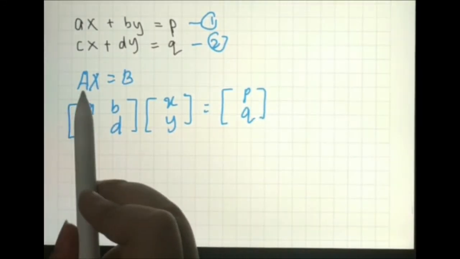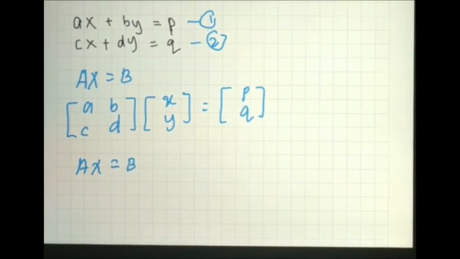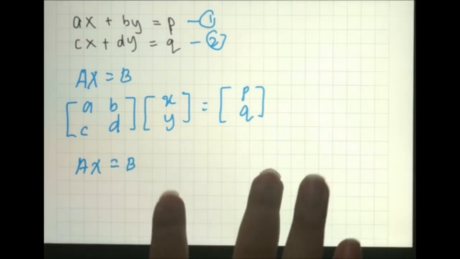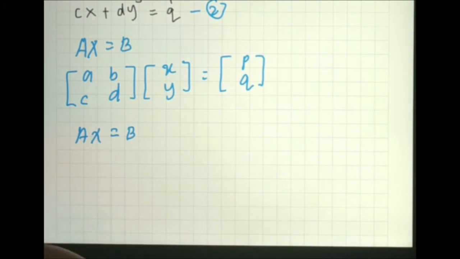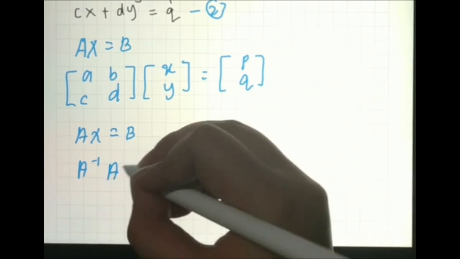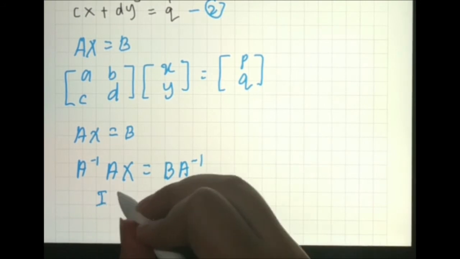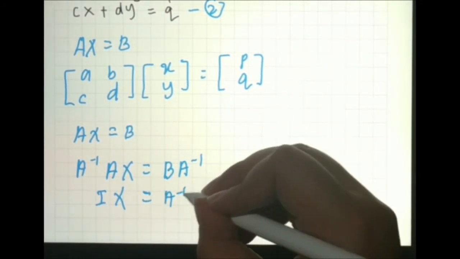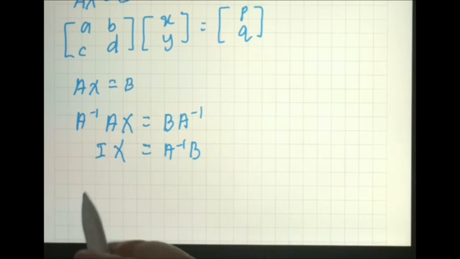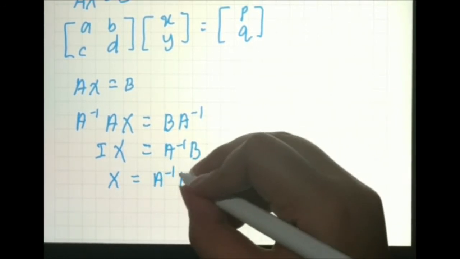So we want to find x, which is unknown. So Ax equals B. If A times its inverse, won't we get an identity matrix? So we have to multiply both sides with the inverse matrix. So A inverse, Ax equals B, A inverse. So this one becomes the identity matrix. Anything times the identity matrix equals itself. So the unknown equals A inverse B.